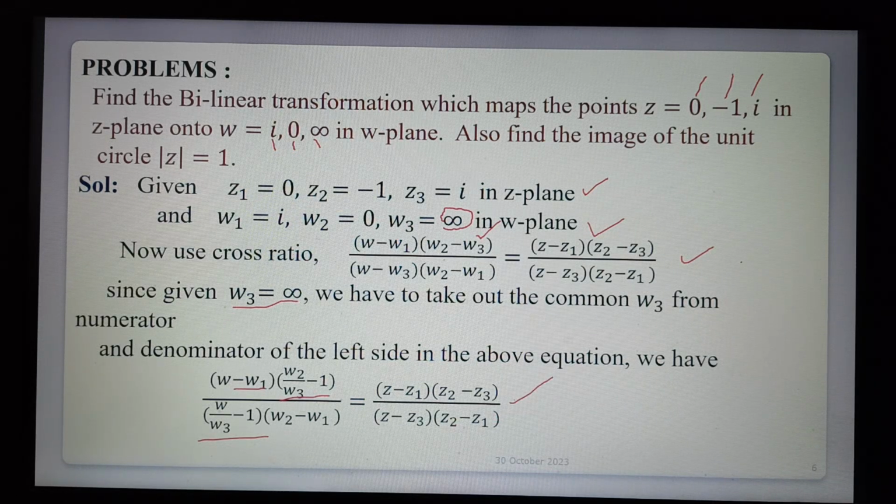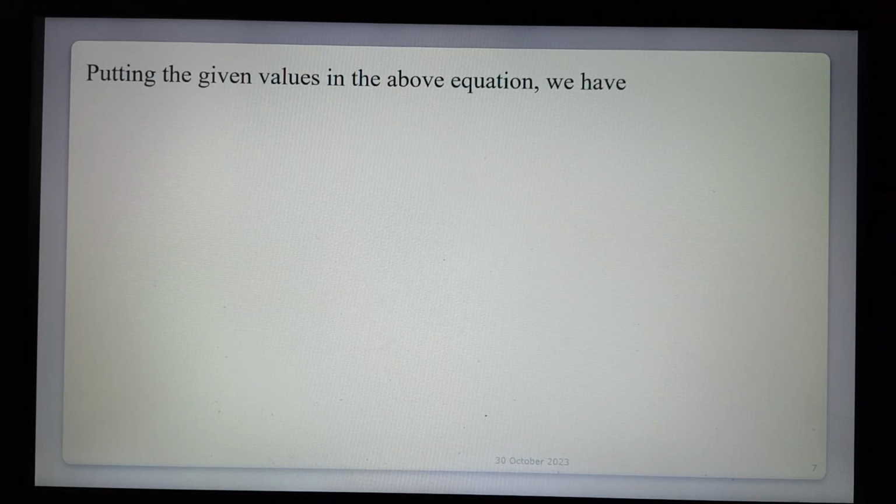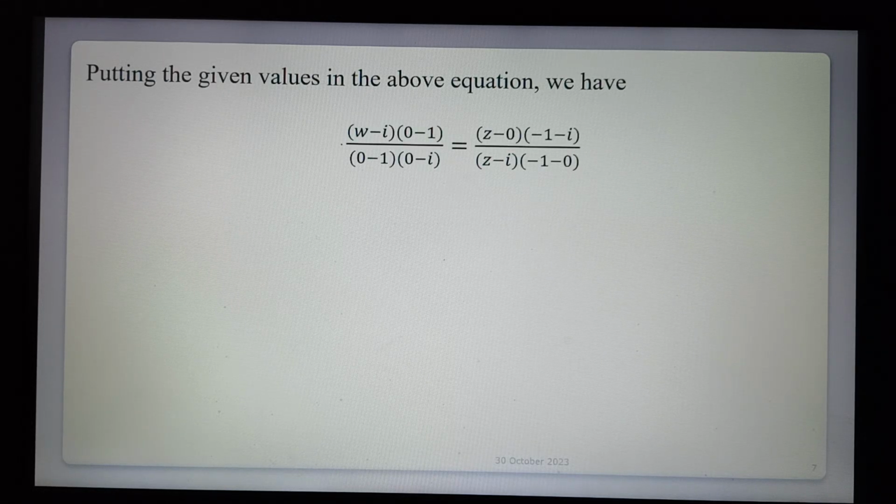So now substituting z1, z2, z3 and w1, w2, w3. Putting the given values in the above equation, we have w minus w1 is equal to i. In the denominator, w3 is infinite, and 0 minus this value by 0, this is w by w3, that is w by infinite, and 0 minus 1 into 0 minus i, this is w2 minus w1.